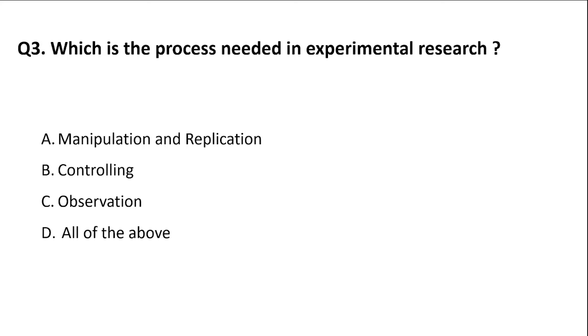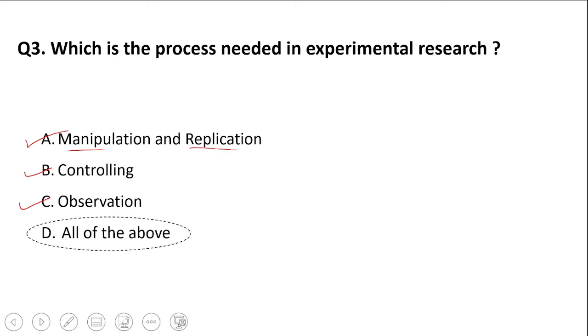Which is the process needed in experimental research? In this question, we have to find which process is needed in experimental research from these options. Let's see the options one by one. Manipulation and replication, these two processes are needed in experimental research, so option A is correct. Option B, controlling, is another process needed in experimental research, so option B is also right. Option C, observation, is also needed in experimental research. All these processes are needed, so the correct option is option D, all of the above.